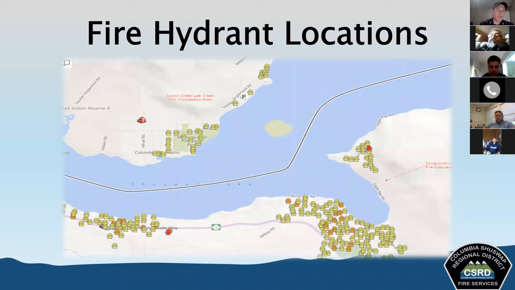Knowing the hydrant locations before we actually need the hydrants is incredibly important. We need to know where they are so that we can access them. We need to know where all of our water sources are so that in the event of a fire, we aren't looking around and saying, well, where are we going to be getting our water from? That's something that needs to be thought out beforehand and planned for.